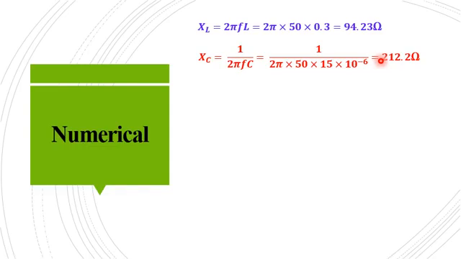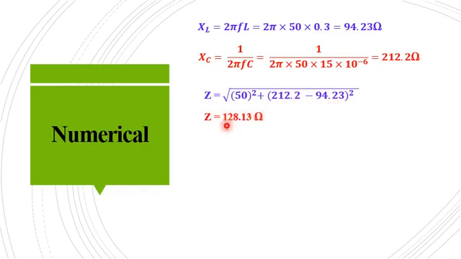Now we can find the impedance Z, that is equal to root of R square, that is 50 square, plus XC minus XL square, since XC is greater. So 212.2 minus 94.23 square, and we get Z as 128.13. So the peak value or the amplitude of the circuit current Im is equal to Vm by Z, that is 25 by 128.13, that is 0.195 ampere.